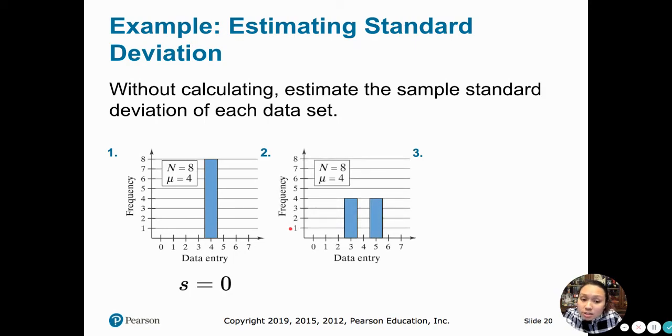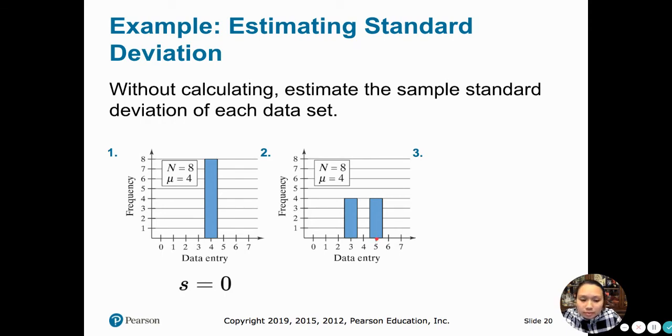For our second table, we notice that we still have a frequency of 8 and we still have an average of 4. Right? Here's our average of 4. But now half of our data is on 3 and the other half of our data is on 5. So see if you can just guess what our standard deviation is.